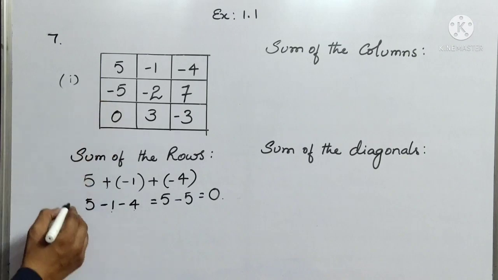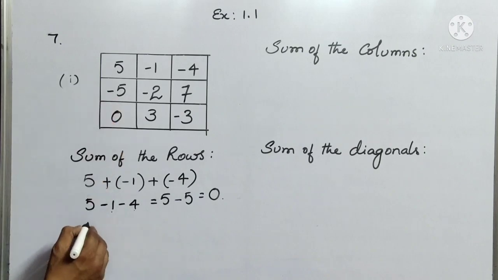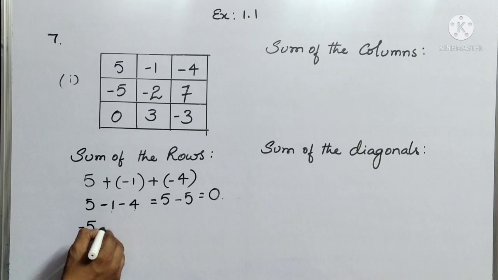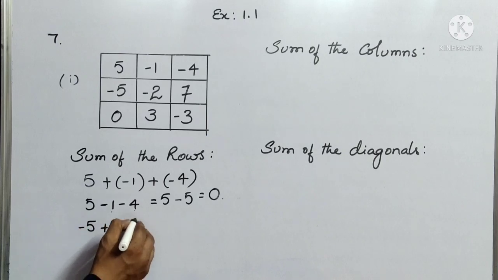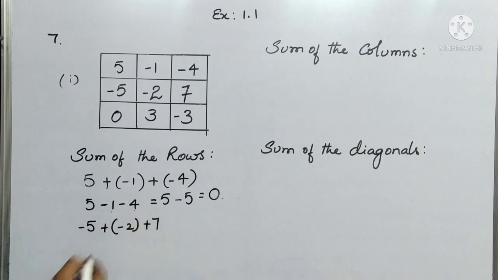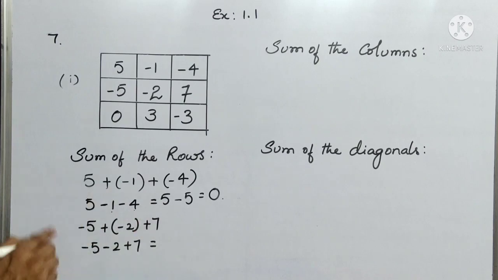Next, the second one. Minus 5 plus of minus 2 plus 7. Okay. Minus 5 plus of minus 2 plus 7, that equals, both are negative symbols. That means we have to add both negatives.